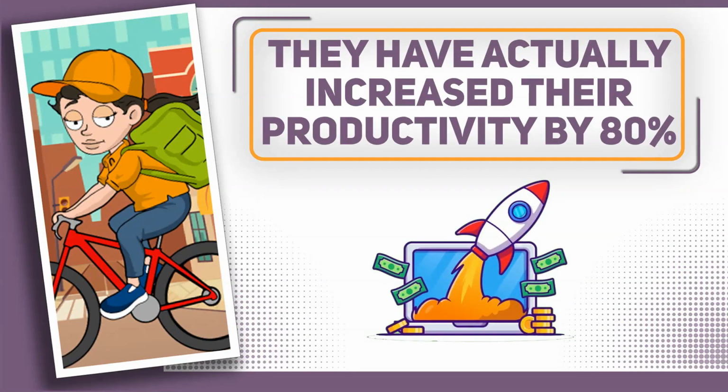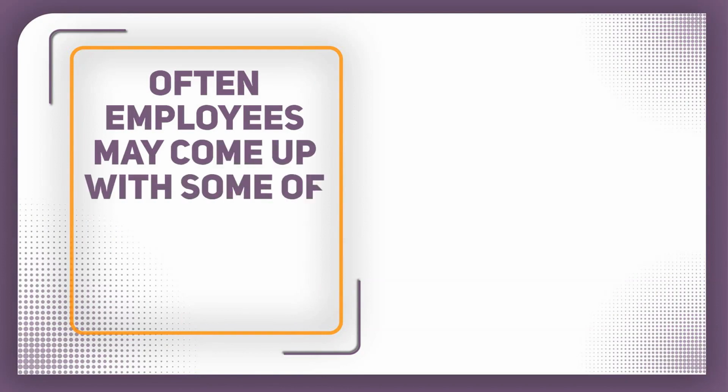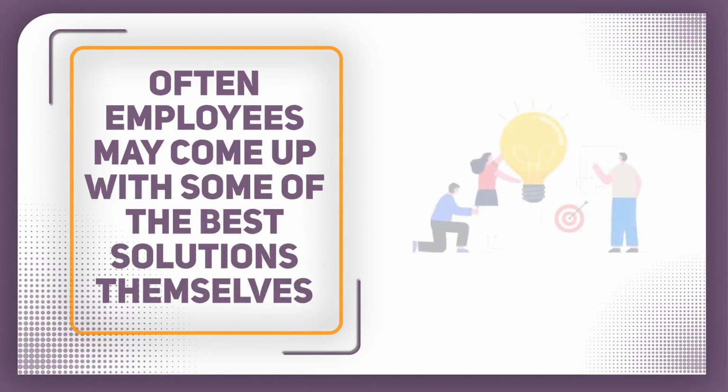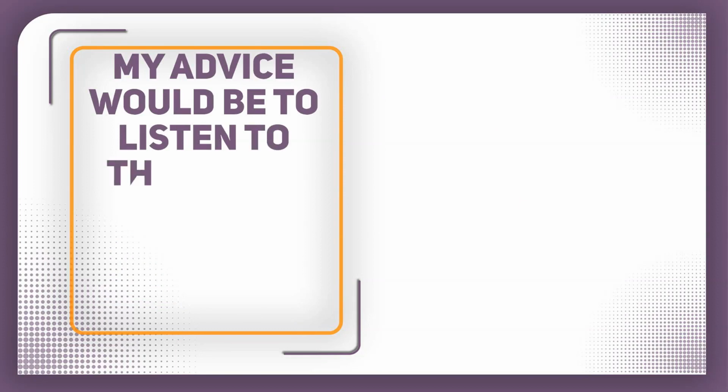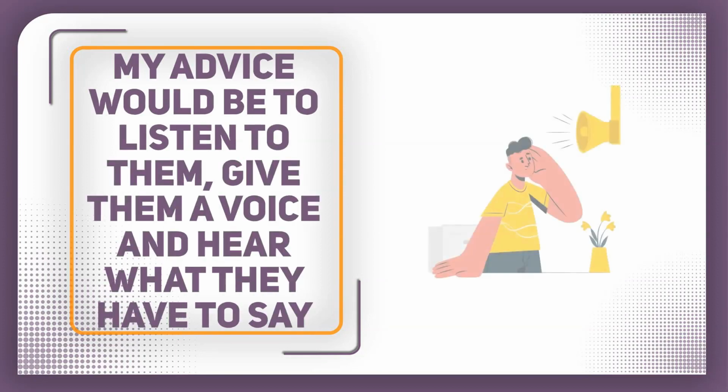If you get a question about productivity and efficiency in the exam, it's a good idea to look at the information you're given and to think of ways of improving efficiency by a combination of investing in technology and by encouraging and motivating staff to work harder, and sometimes even smarter. As we've seen with Clarissa, often employees may come up with some of the best solutions themselves, as they have first-hand understanding of what's stopping them from doing their jobs efficiently. And they are the ones that know how they can actually be more productive. So, my advice would be to listen to them, give them a voice, hear what they have to say.